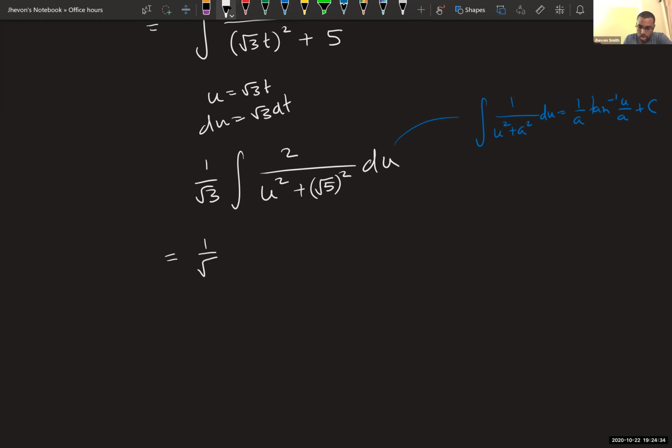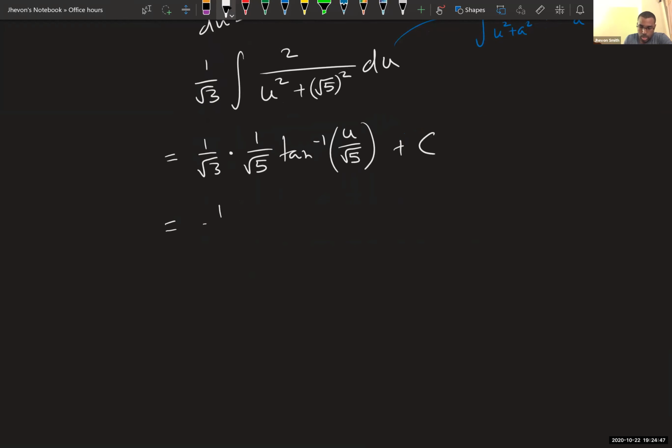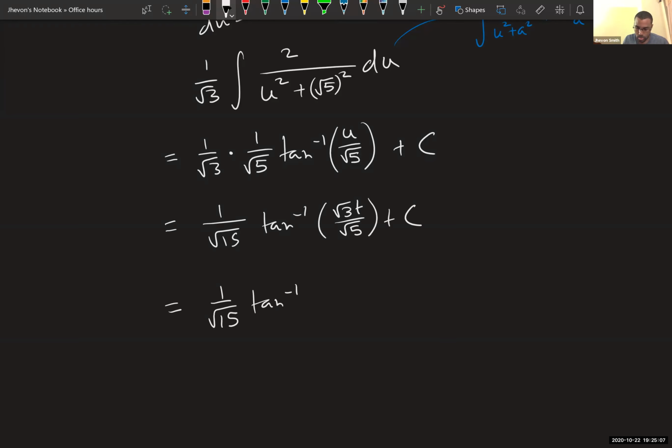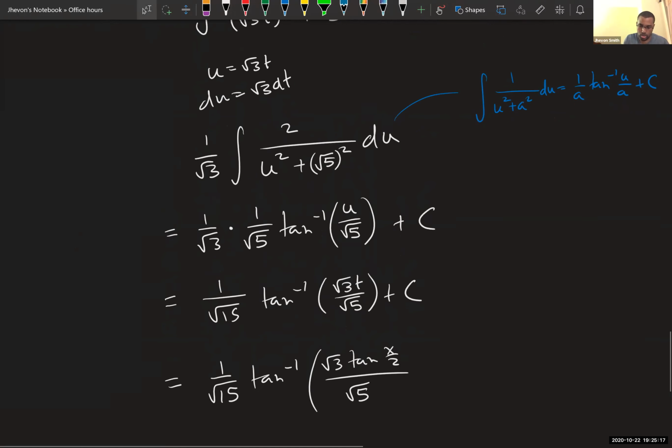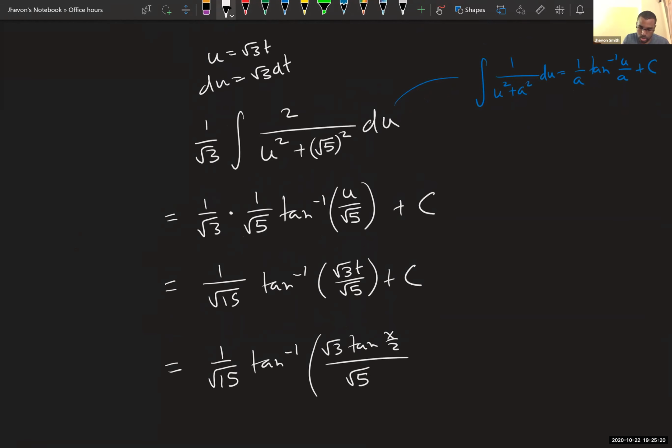So this is going to be 1 over radical 3 times 1 over a tan inverse of u over a plus c. And so now you plug in, so this is 1 over radical 15 tan inverse, your u was radical 3t. And your t was the... Is it 2 over radical 15? Yes, there's a 2. I missed a 2, because there's a 2 to the left.